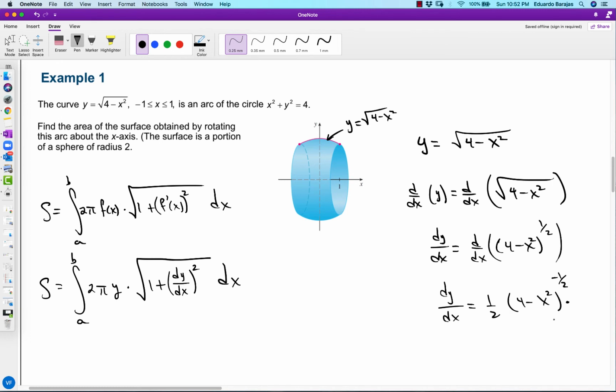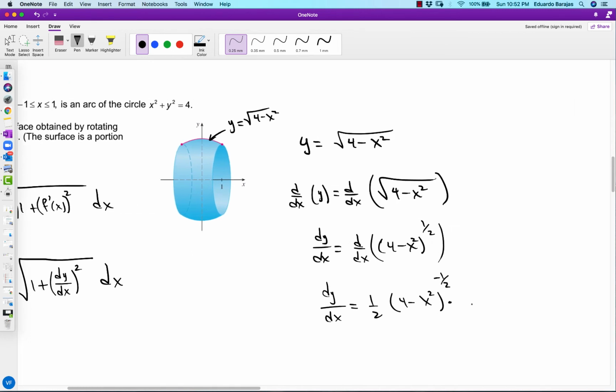times the chain rule. The chain rule says that now I also have to multiply this times the derivative of 4 minus x squared. So dy/dx, my derivative, will be 1/2 (4 minus x squared) to the power of negative 1/2 times negative 2x.